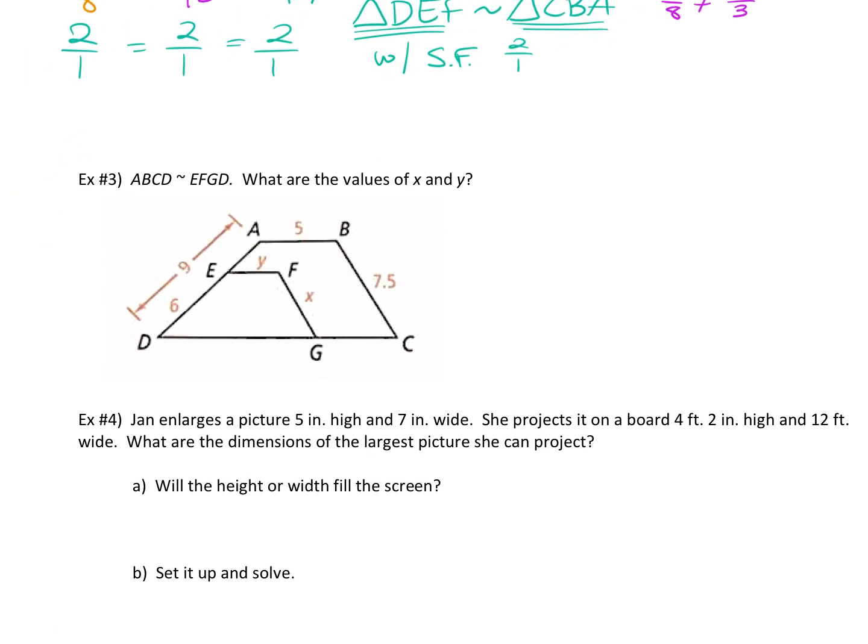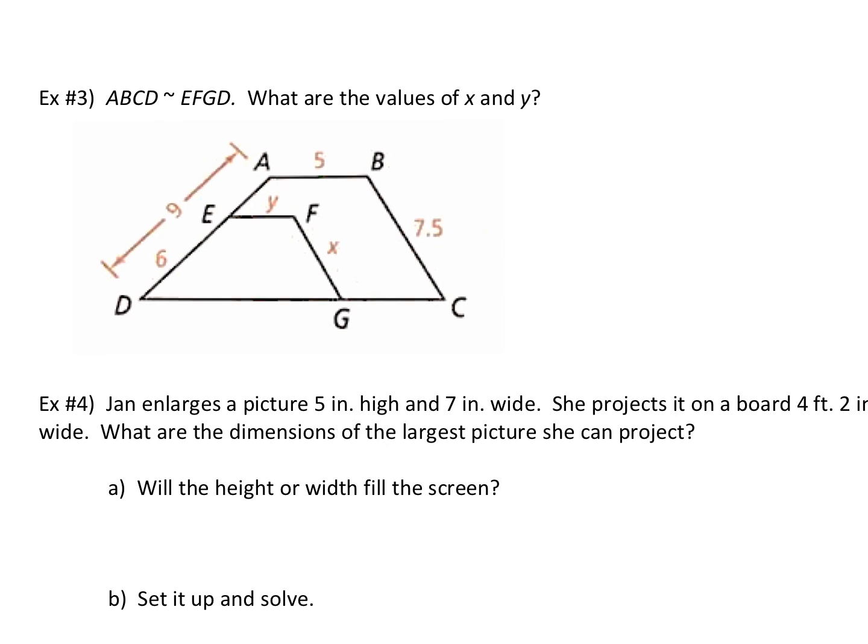Example 3 here. They tell us here that ABCD, so that's the bigger figure, is similar to EFGD. And they want to know what are the values of X and the values of Y. On a problem like this, we need a scale factor. We need to know what is the comparison of these two figures. Can anyone tell me what the scale factor should be? What'd you get, Nico? It'd be 9/6, because those are the corresponding sides, and then you divide them by 3, 3/2. Okay, why not 2/3?